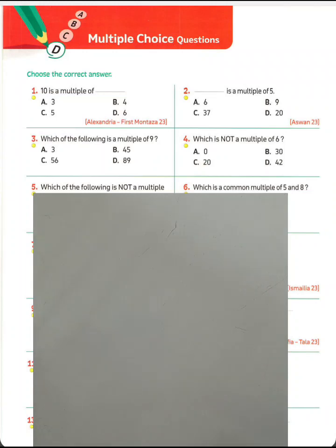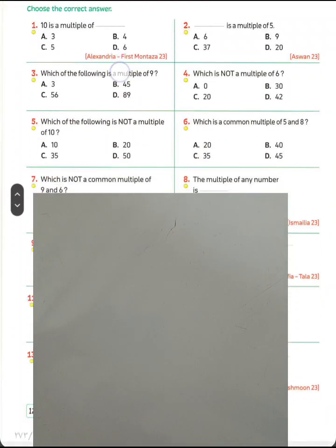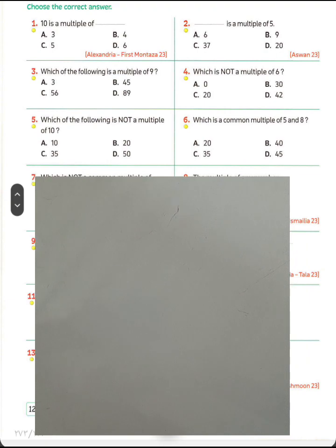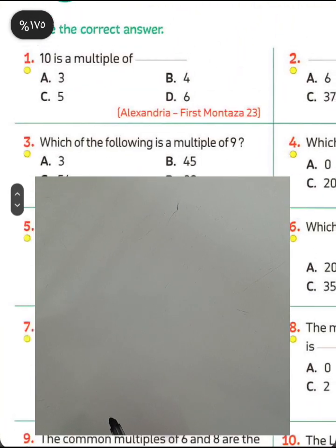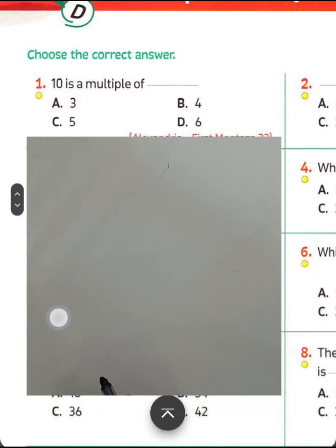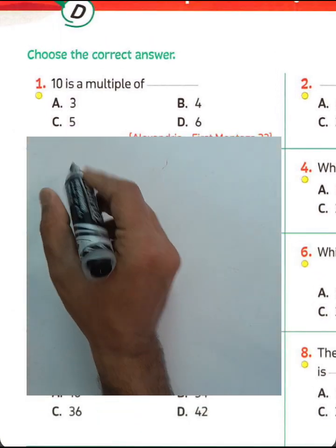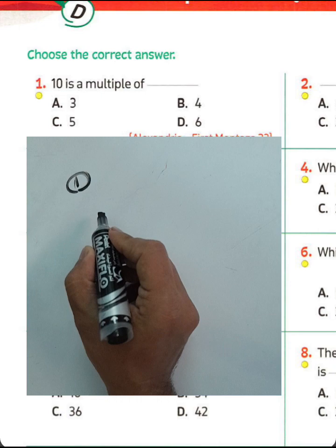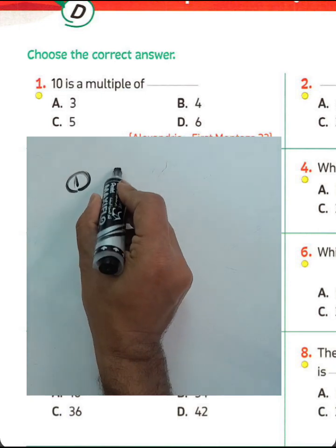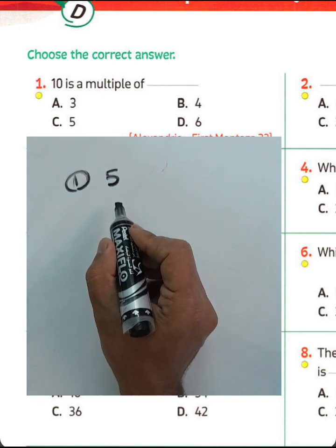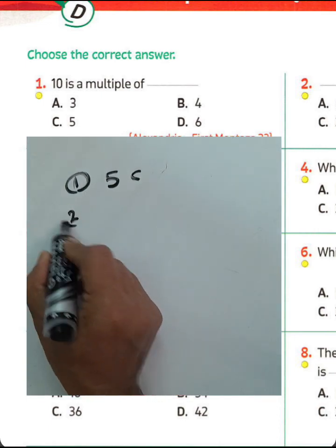Solve multiple choice questions from the Al-Moasser book, page 126. Question number 1. 10 is a multiple of what? 10 can be divided by what? Here, about choosing, 10 can be divided by 5. Then 10 is a multiple of 5. Choose letter C.